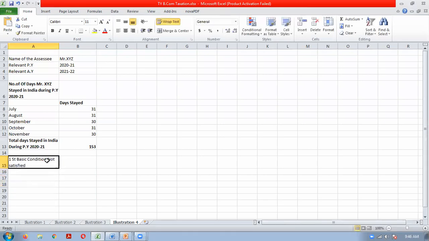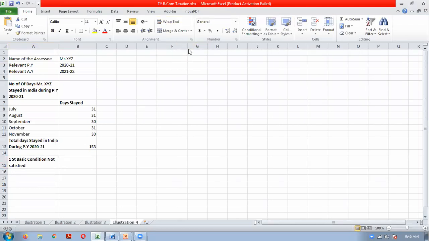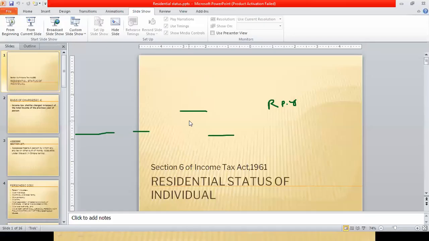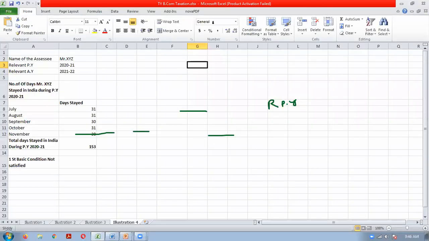Now we have to check the second basic condition. How can we check it? For the second basic condition, two parts are there. In India, he should have stayed for 60 days during the relevant previous year, and during the 4 preceding previous years, he should have stayed for at least 365 days. We have to check both sub-conditions before we can say that basic condition number 2 is satisfied. So let us check that.